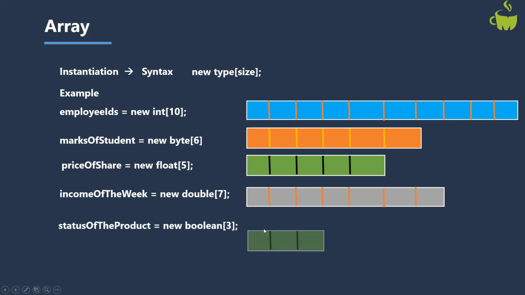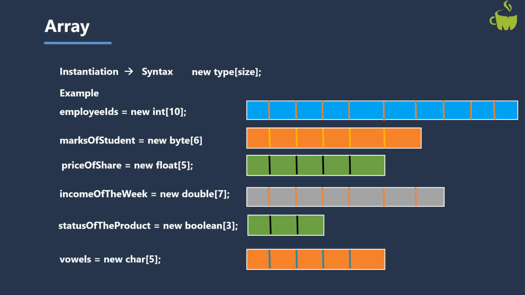Similarly, status of the product is new boolean. So we know that individually a boolean is represented with a single bit, 0 or 1. So here an array of 3 booleans will be created on the heap. And similarly, vowels is equal to new char of 5. Here an array of 5 characters will be stored in memory. Still, we did not assign any values in this, we just instantiated an array.